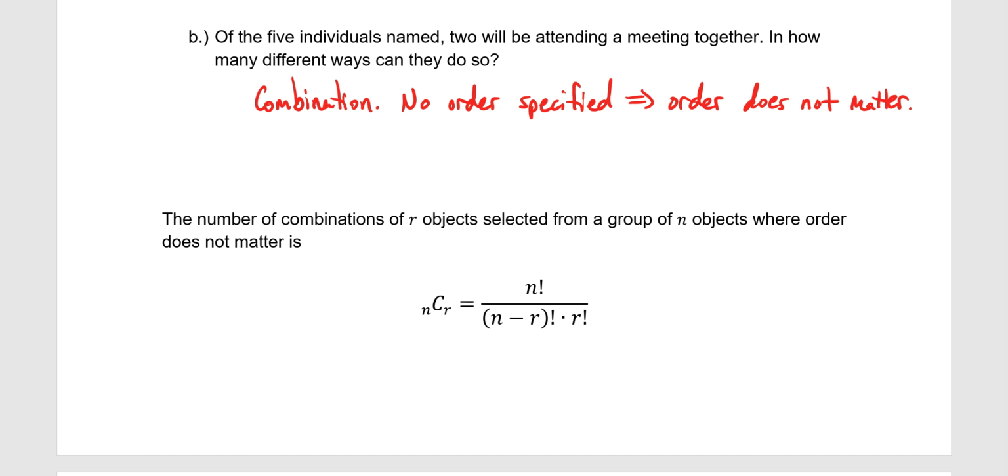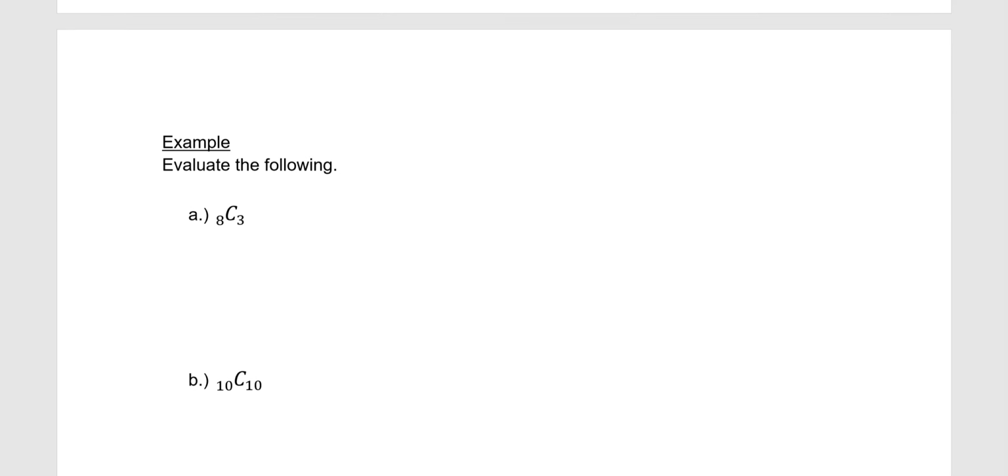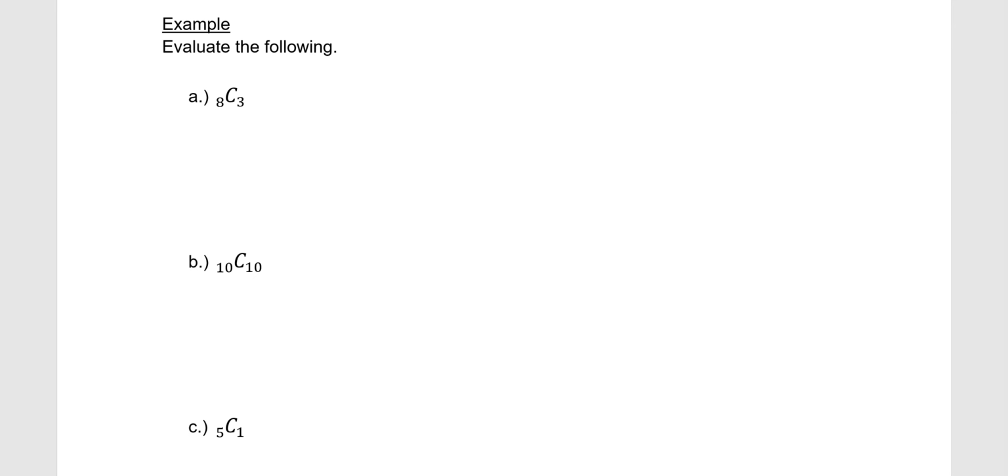Okay, and the way that we can read this is N choose R. So that's just kind of a short way that we can read that off. We have N total objects, and we're seeing how many different ways we can choose R objects from them. Let's do a couple examples where we're evaluating.